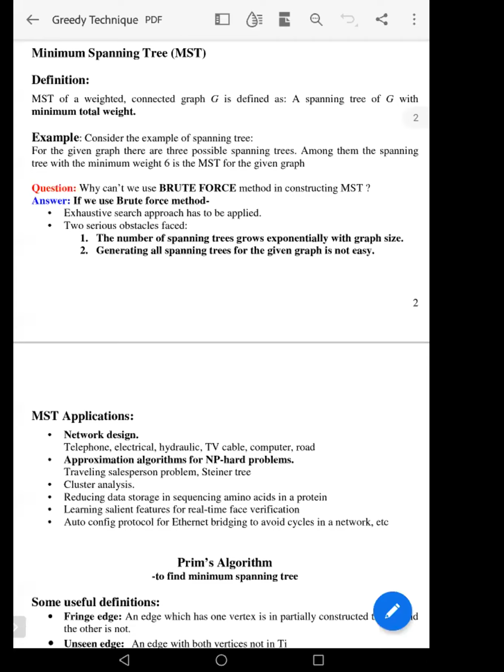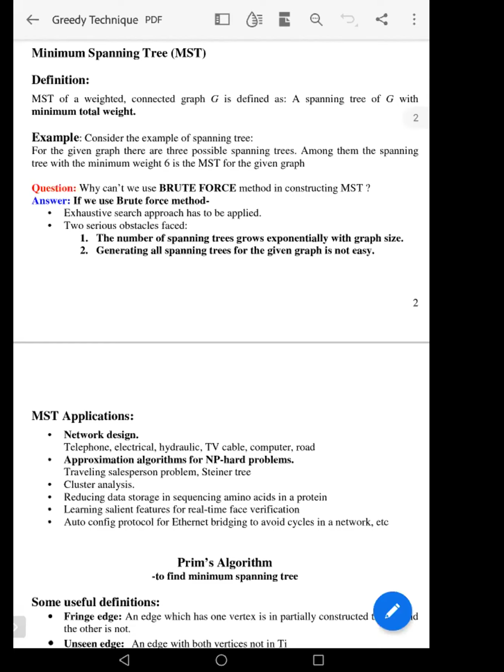The time complexity of these is either n log n, or if it is binary search, it is order of log n. For Strassen's matrix multiplication, the time complexity is order of n to the power 2.81.